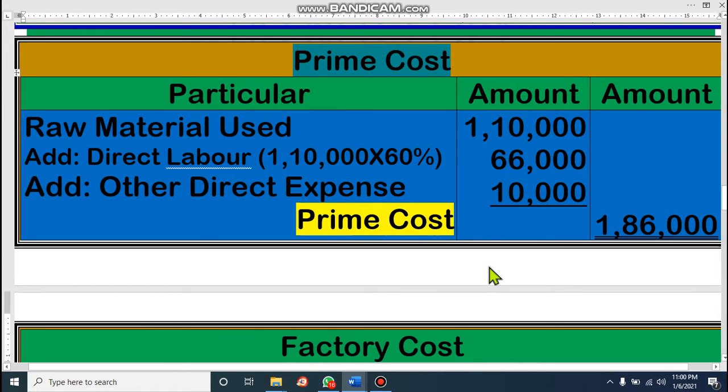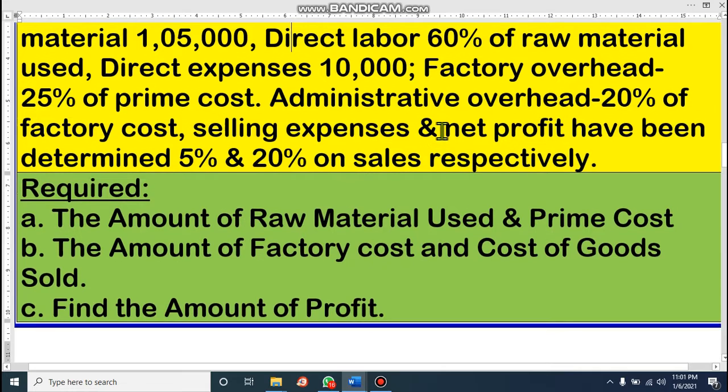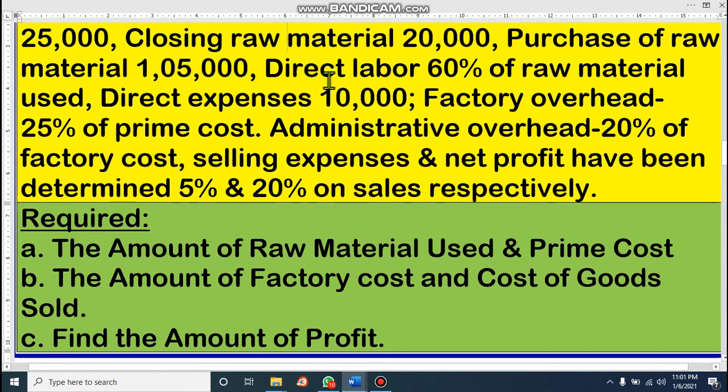Dear student, last class I discussed, if you remember, the formula of prime cost: raw material used plus direct labor plus other direct expenses. That is the formula of prime cost. So raw material used is 1,10,000. Look here, 1,10,000. And direct labor, look at the question: direct labor is 60% of raw material used, and other direct expenses is 10,000, directly given.